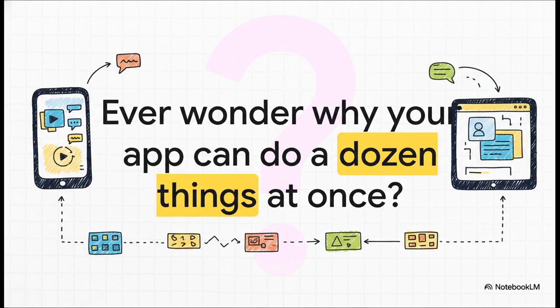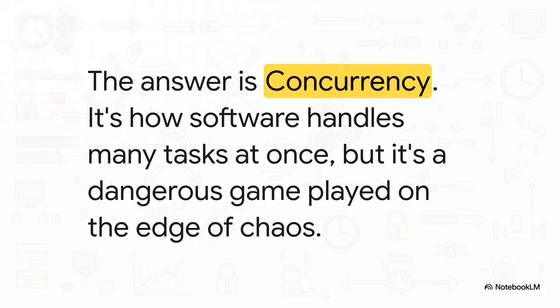You're scrolling through a feed, a video starts autoplaying, messages are popping up, and new stuff is loading in the background. How on earth does your phone handle all of that at the exact same time without just completely locking up? Well, that magic has a name. It's called concurrency. It's the art of structuring your software so it can handle many tasks at once. But it's a total high-wire act.